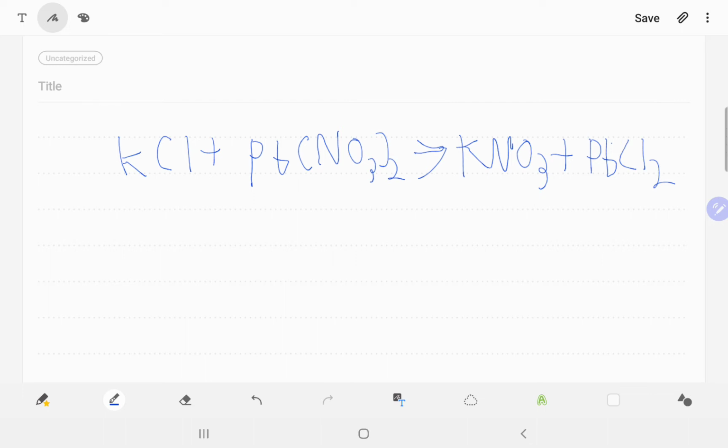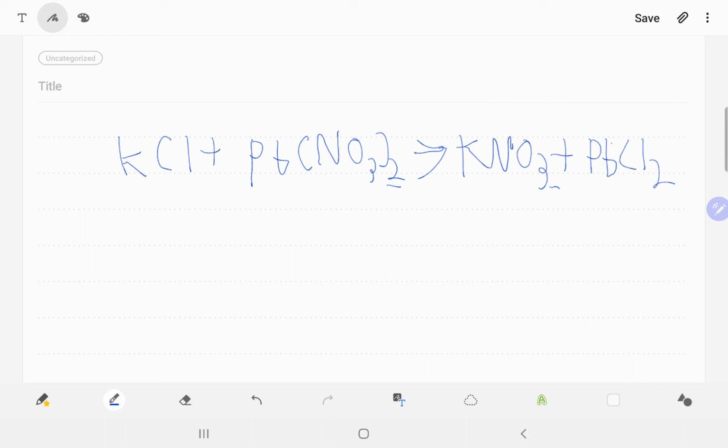Now, your next step is to balance your equation. And as you can see, our K's are balanced. Our Cl's are not balanced as there's a 2 here. Our Pb's are balanced as well. And finally, our NO3's, as there's a 2 here, and no 2 here, makes it unbalanced.